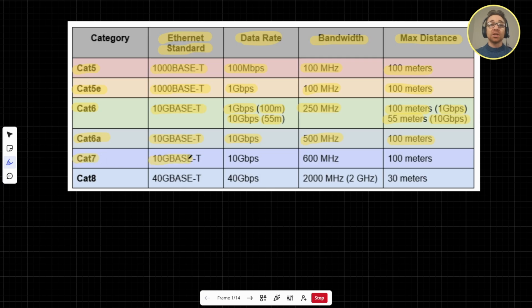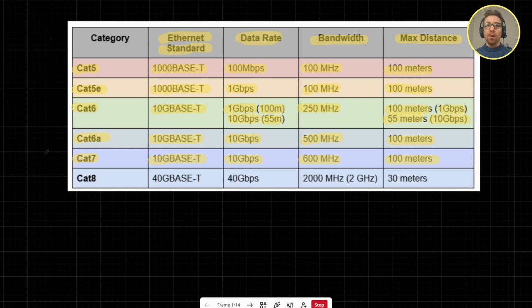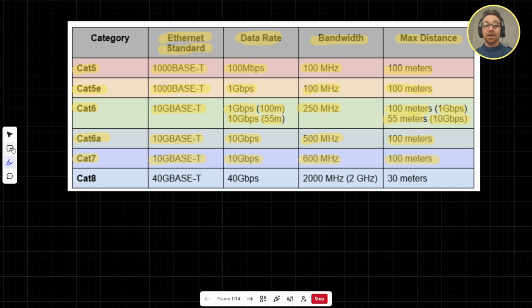Now, Category 7, right? You've got 10GBASE-T, also at 10 gigabits per second, now at 600 megahertz, and at about 100 meters distance. So it's an increase in the megahertz, and from my understanding, there's also an increase in its resistance to interference. I believe it is more resistant to additional interference. So if you're in a really high interference environment and you want a cable that's really good at dealing with that, Category 7, I believe, would be an example of one that would be good there.